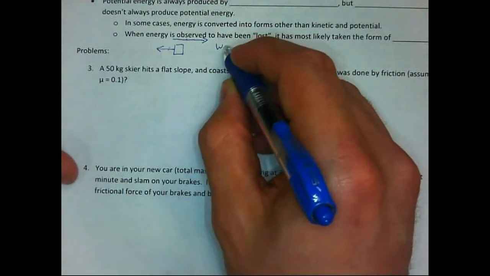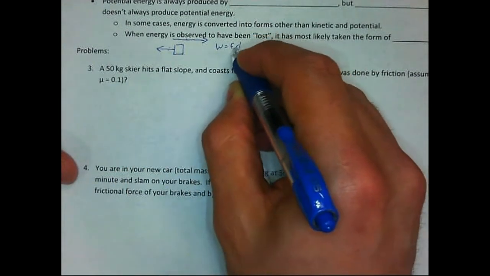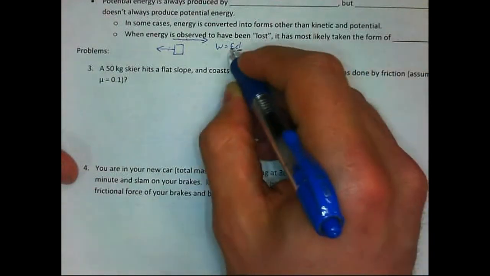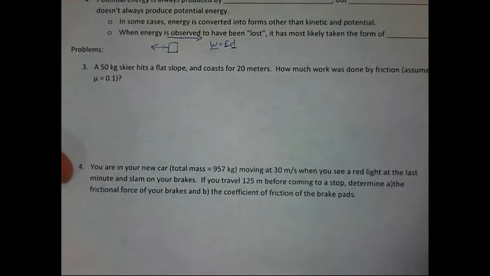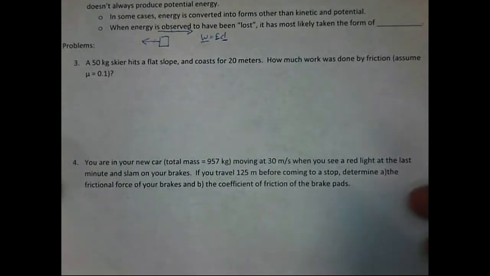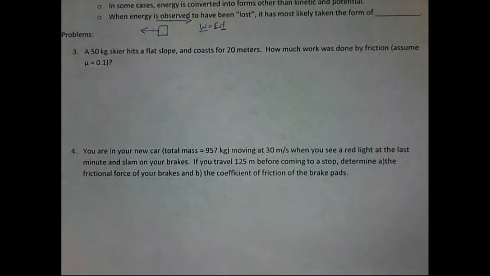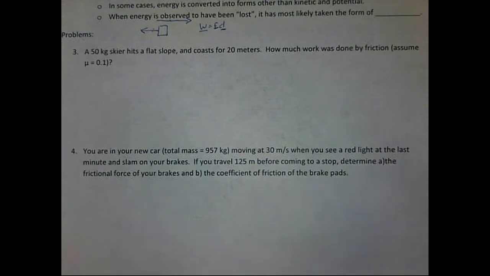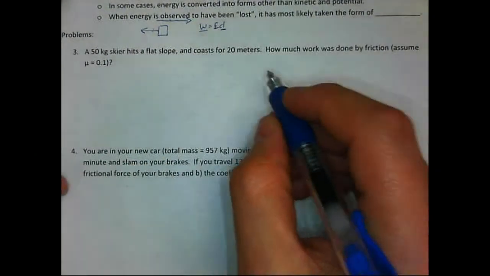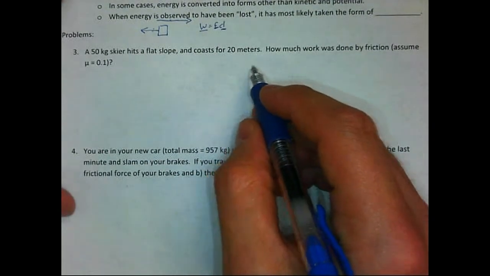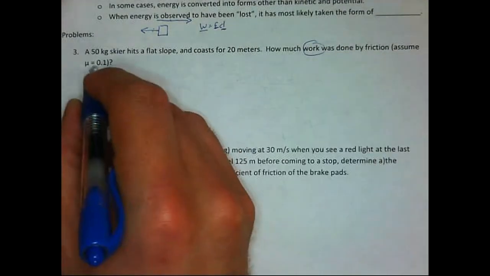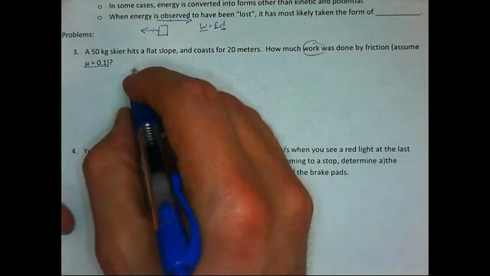So remember that work equals force times distance. That frictional force is applied over a certain distance, and therefore it is going to do a certain amount of work. So let's read this first problem. We have a 50 kilogram skier who hits a flat slope and coasts for 20 meters. So hits a slope, and you're going to slow down and eventually come to a stop after 20 meters. Want to know how much work was done by friction. Okay, and they give us mu, which is the coefficient of friction.